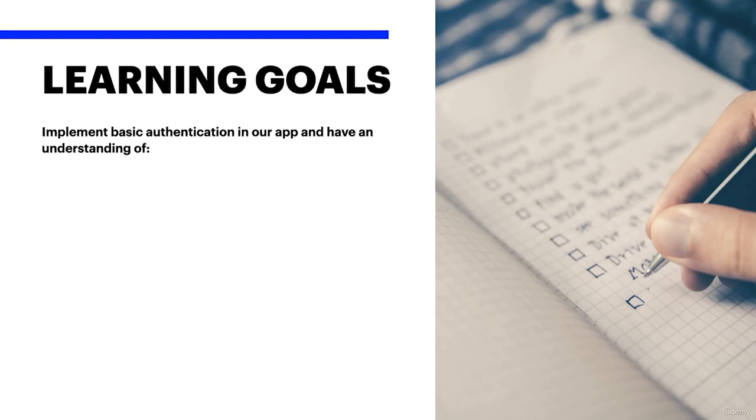So we've reached the end of section 4, and let's just wrap this up with a summary and take a look at our learning goals for this particular section. Now we've gone ahead and we've implemented basic authentication in our app, and hopefully we've got an understanding now of how to store passwords in a database. Now, I often get questions from students about this, certainly around the salting and the hashing of the password.